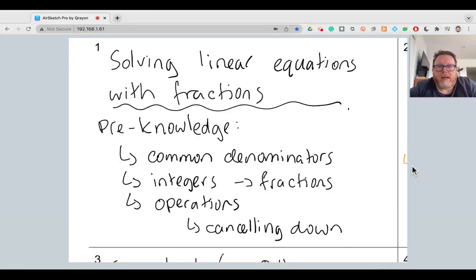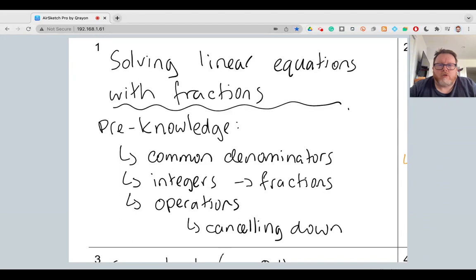Can you find a common denominator just like that? Can you take an integer like 7 and turn it into a fraction, i.e. 7 over 1 or 14 over 2, but normally just putting it over 1 is all we need to do. Are you okay with the operations? Do you remember, without even thinking, that if you've got two fractions with different denominators, you have to make them the same denominator first? And then you add the numerators and the denominator stays the same. That's for addition and subtraction.